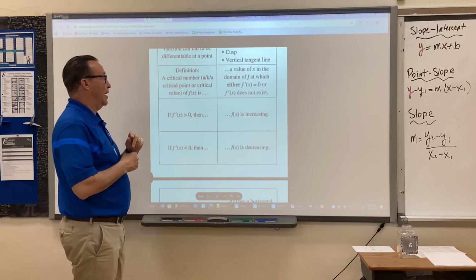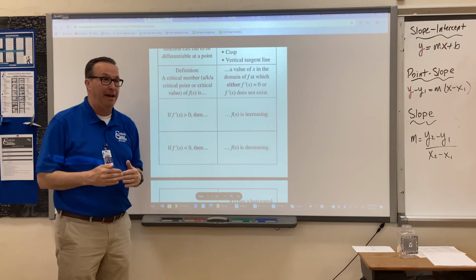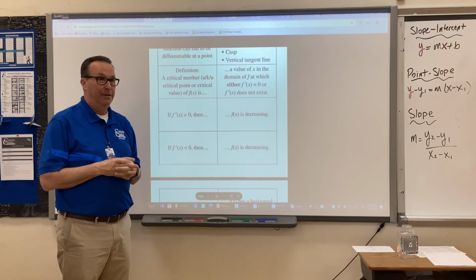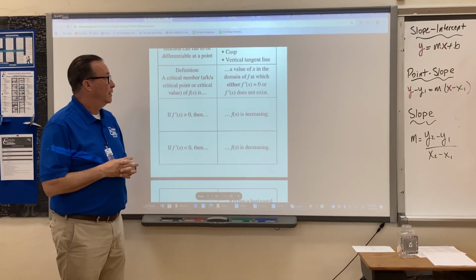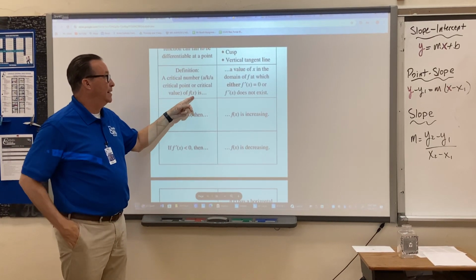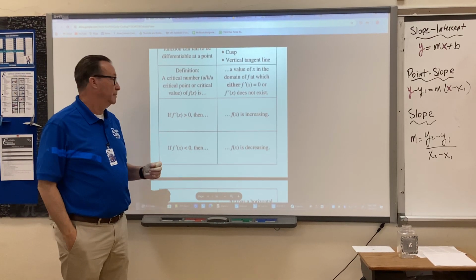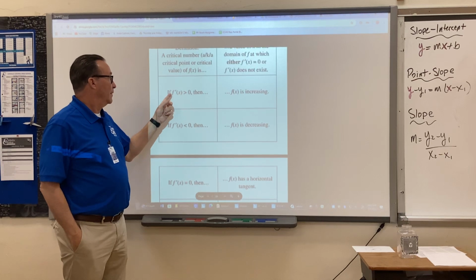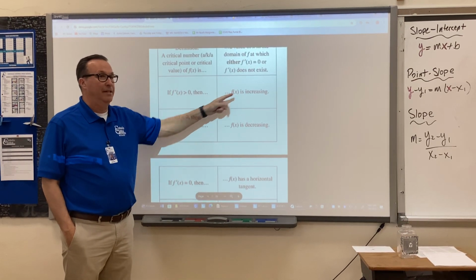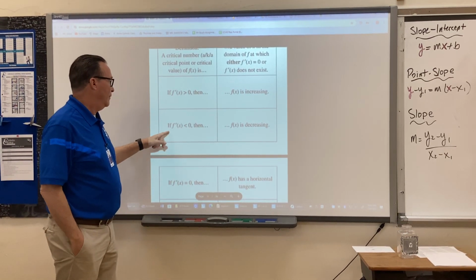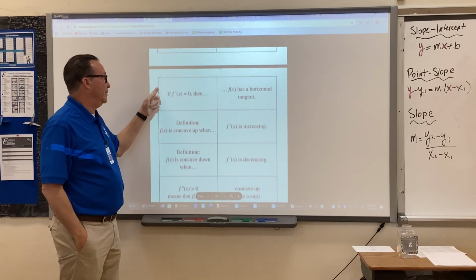Critical numbers are where you could potentially have maxes or mins. Those are where the slope of the tangent line is 0 or undefined. When the first derivative is positive, f is increasing. We know these well, right? When the first derivative is negative, f is decreasing.